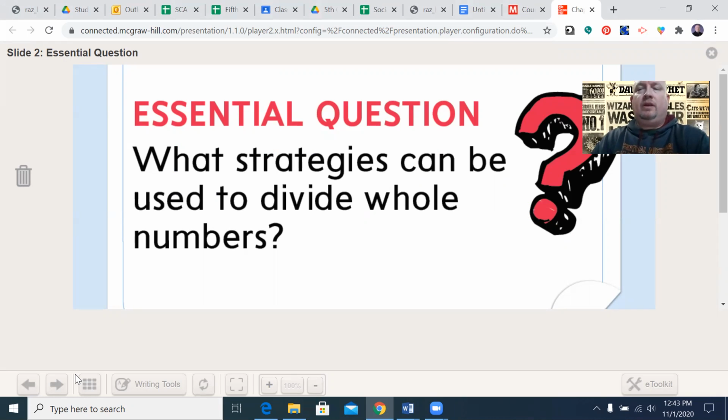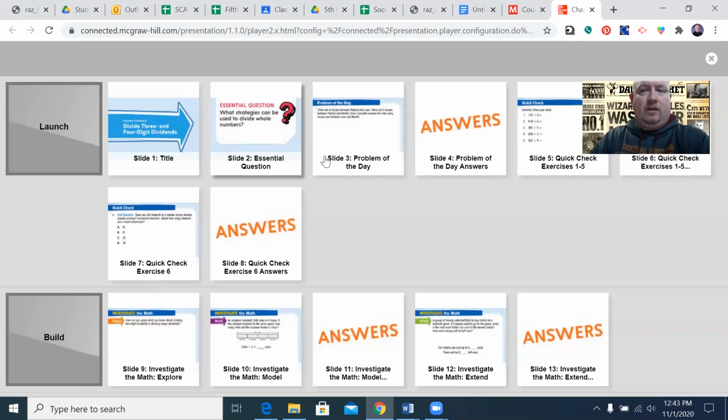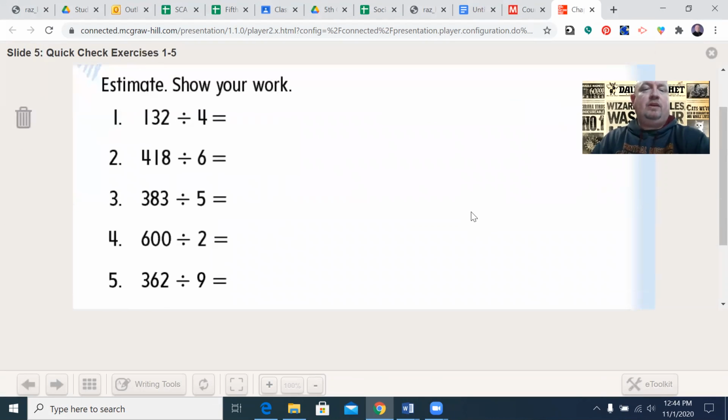Well, today we're going to look at what to do if the problem involves a dividend that is 3 or 4 digits instead of 1, 2, or 3. So the bigger numbers. Don't get scared. It's not that bad. So let's start out with our quick check. I would like you to use a piece of paper or a whiteboard to estimate and show your work. Once you have a chance to do this, then you'll come back and join me. So go ahead and pause your video now.